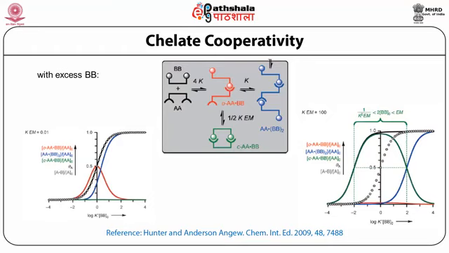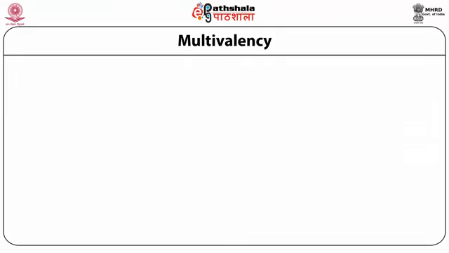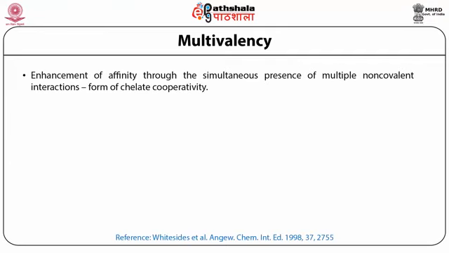This is very important to know when you are making a nanostructure based on non-covalent interactions, which can potentially form a cyclic analog or an open chain polymerized product. You need to optimize the concentration of the reaction so that you get the desired product. One direct consequence of chelate cooperativity is multivalency, which is nothing but the enhancement of affinity through the simultaneous presence of multiple non-covalent interactions.